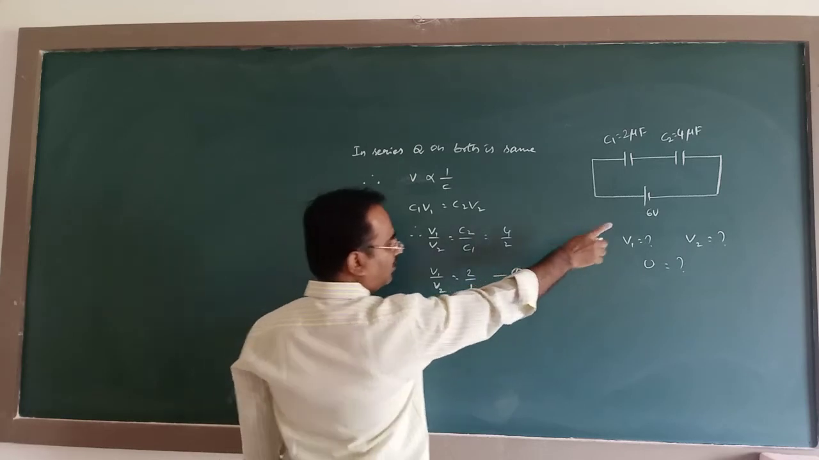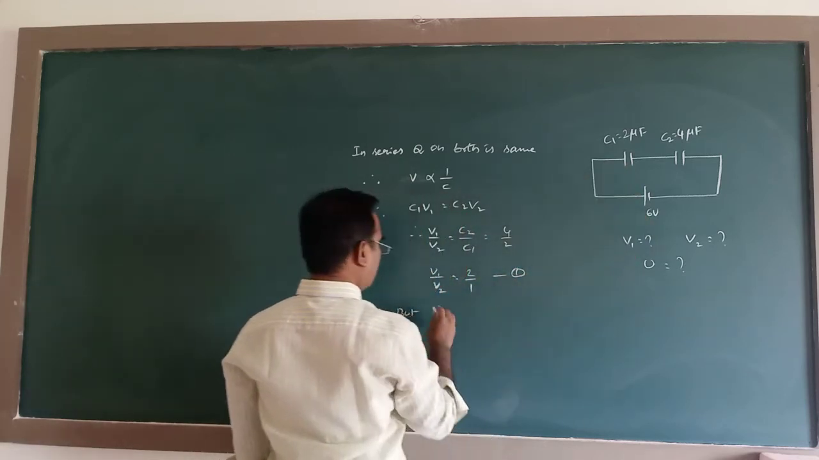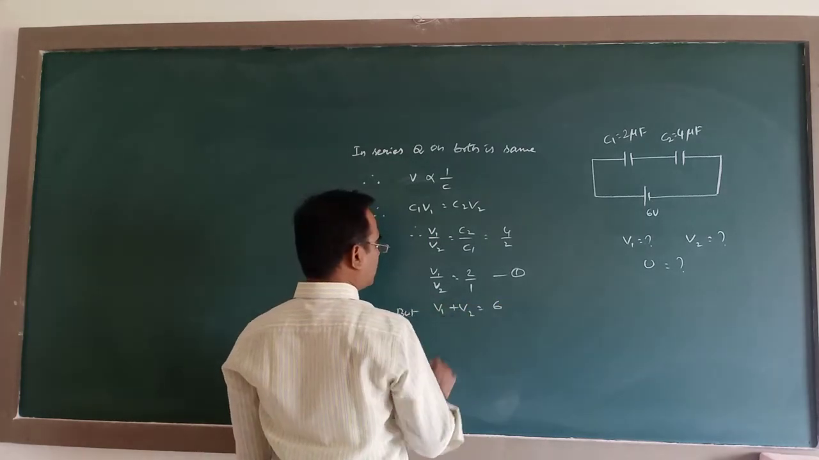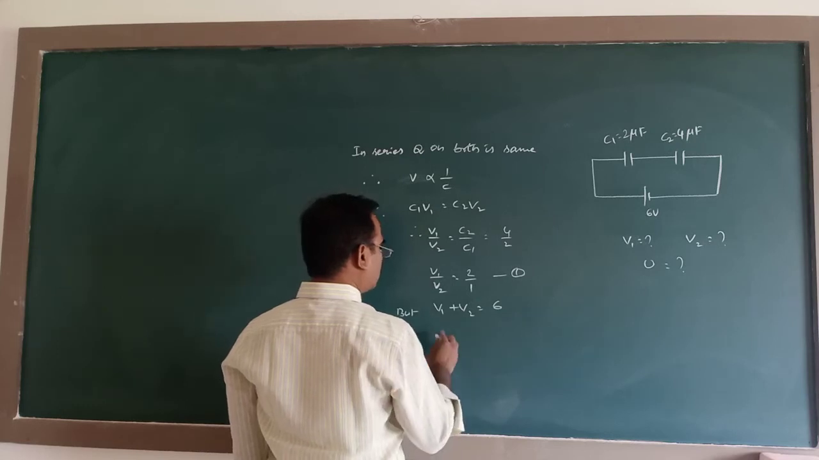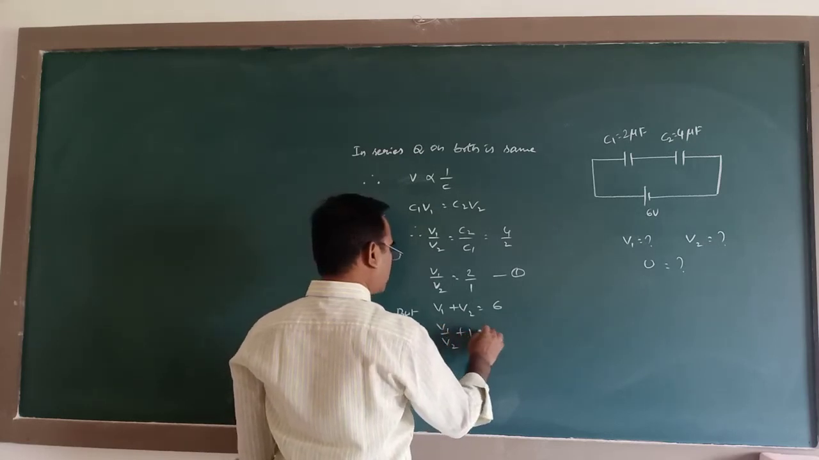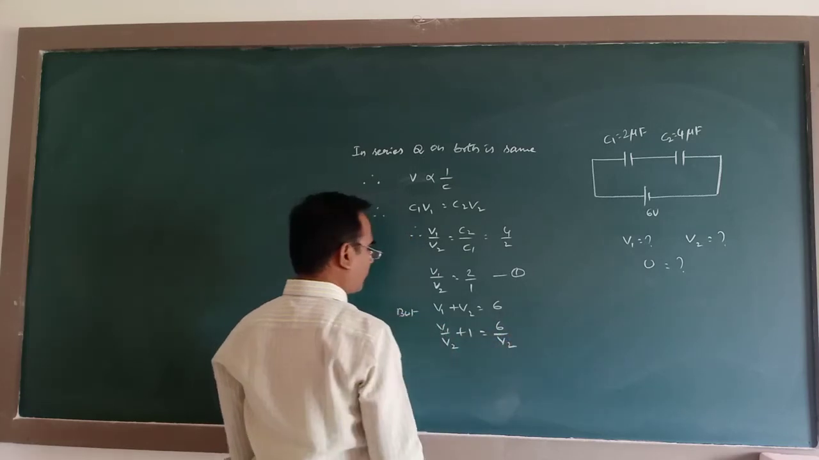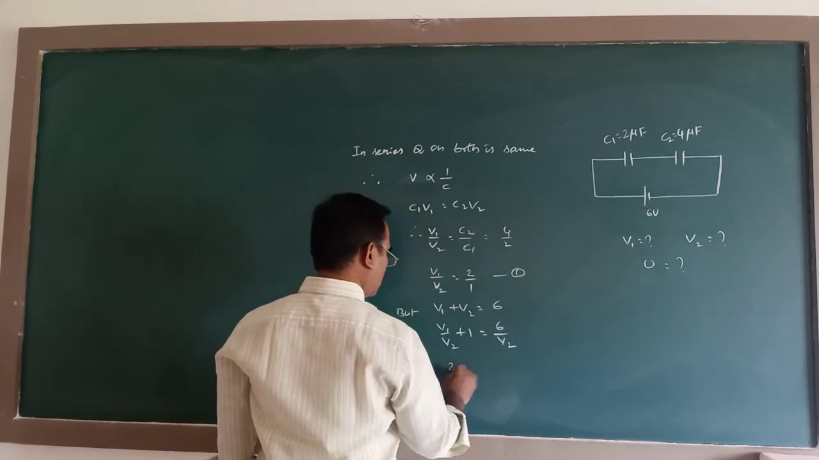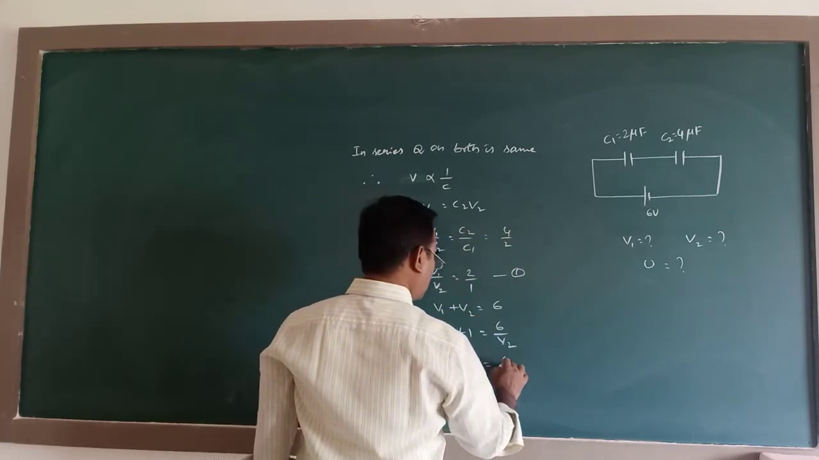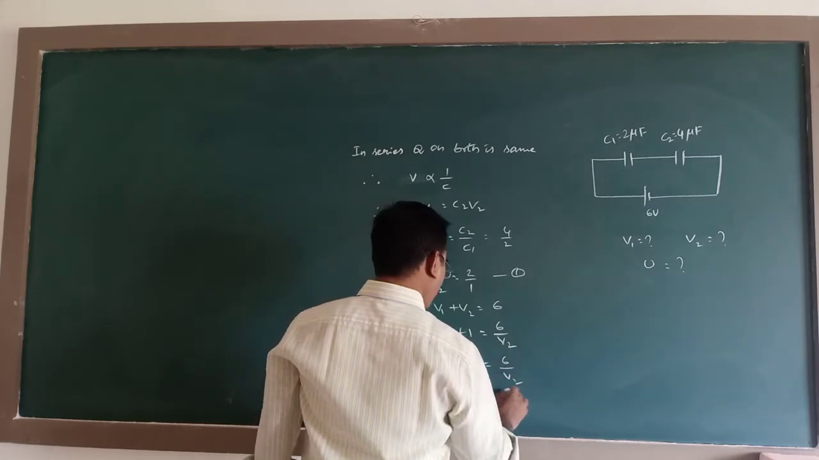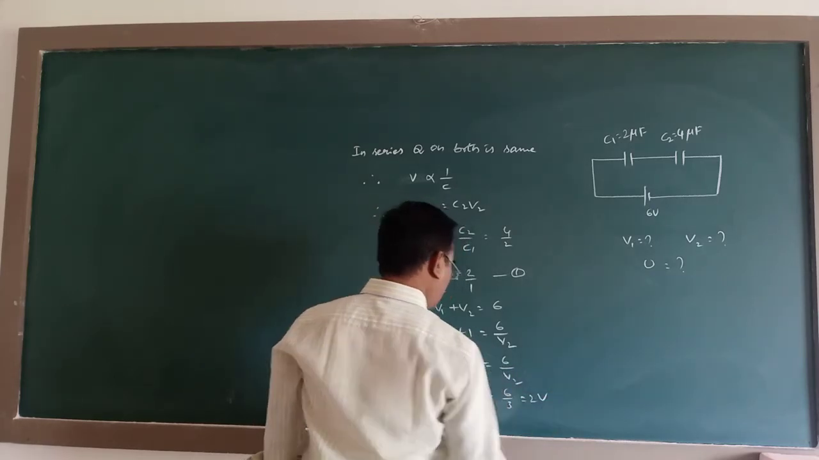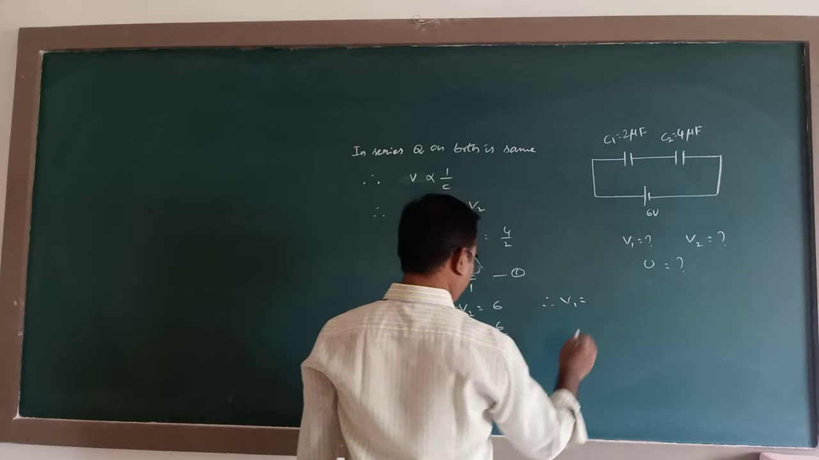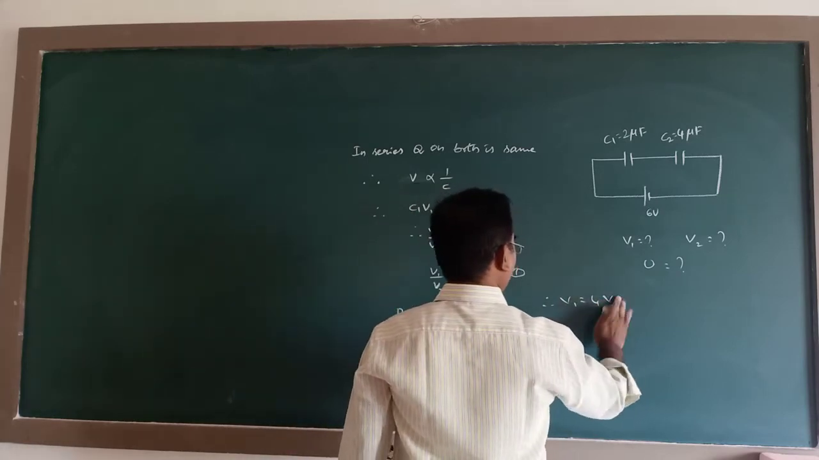But the same applied potential being distributed, V1 plus V2 is equal to 6. If I divide both sides by V2, V1 by V2 plus 1 is equal to 6 divided by V2. What is this V1 by V2? In this equation it is 2. So 2 plus 1 is equal to 6 by V2. So V2 is equal to 6 by 3, that is 2 volt. Therefore V1 is equal to 4 volt.